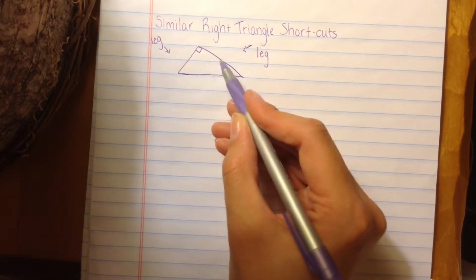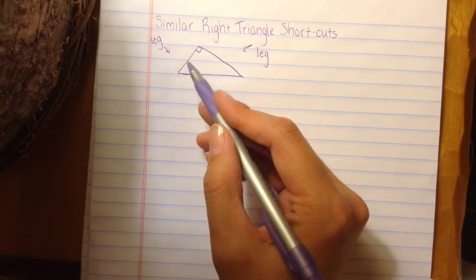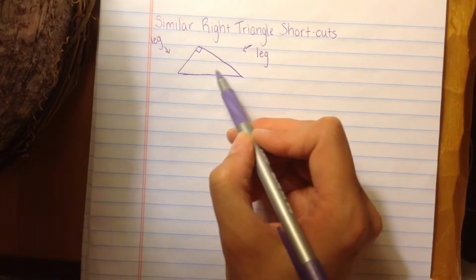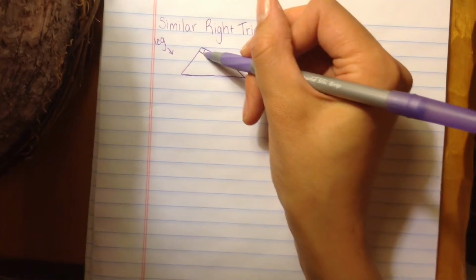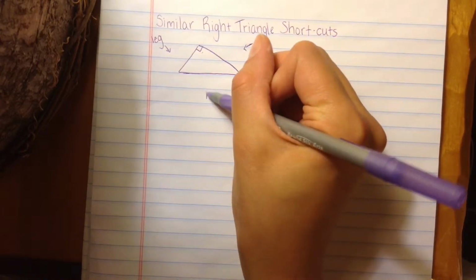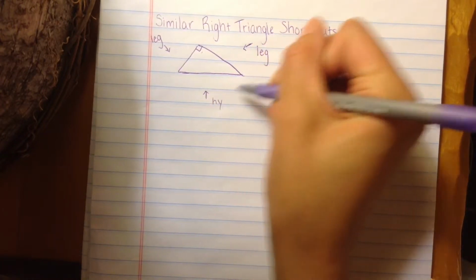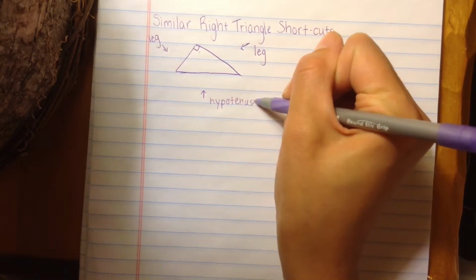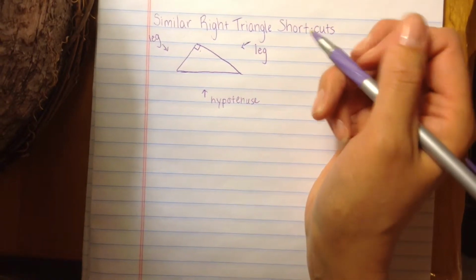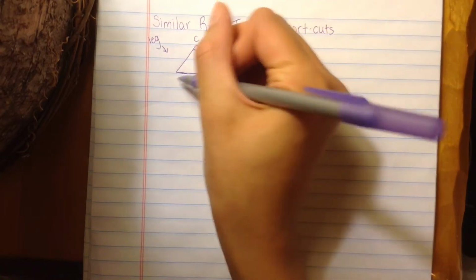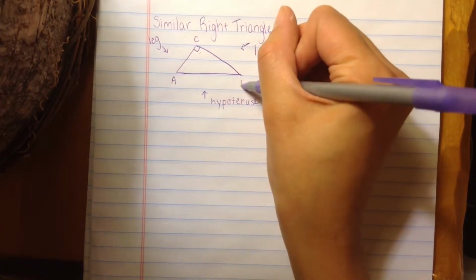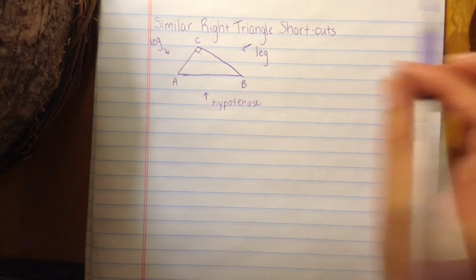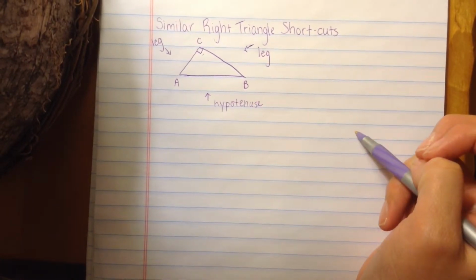The legs could be the same if the triangle were isosceles, but more often than not we have a short leg and a long leg. Then this side here, across from the right angle, is always called the hypotenuse. And just like yesterday, we're going to label this triangle with the right angle being C. So we'll make this one on the left A and the one on the right B. So we have our right triangle ABC, with AB being the hypotenuse.